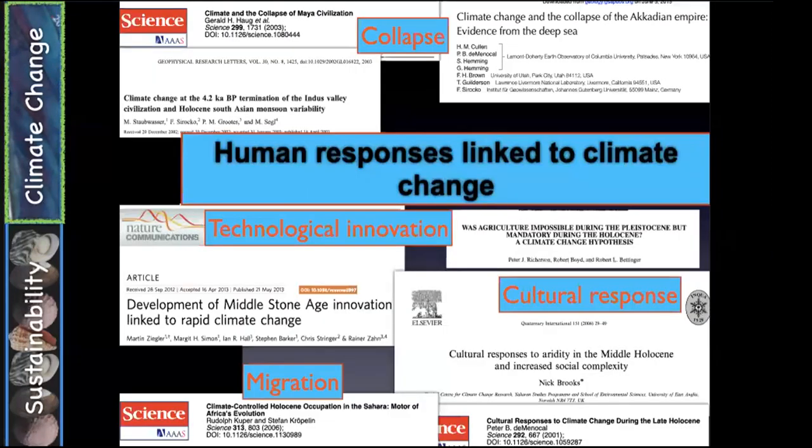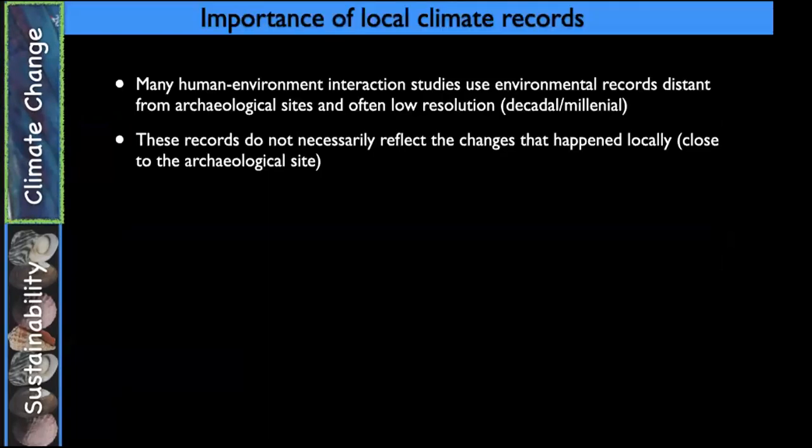And there have been many studies that have looked at human responses to climate changes in the past, with responses ranging from societal collapse to increased social complexity and many things in between. But many of these studies use climate records that are distant from the archaeological site from which past behaviours are interpreted. And these records may be decadal to millennial scale in resolution. And these records don't necessarily reflect the changes that happen close to the archaeological site.